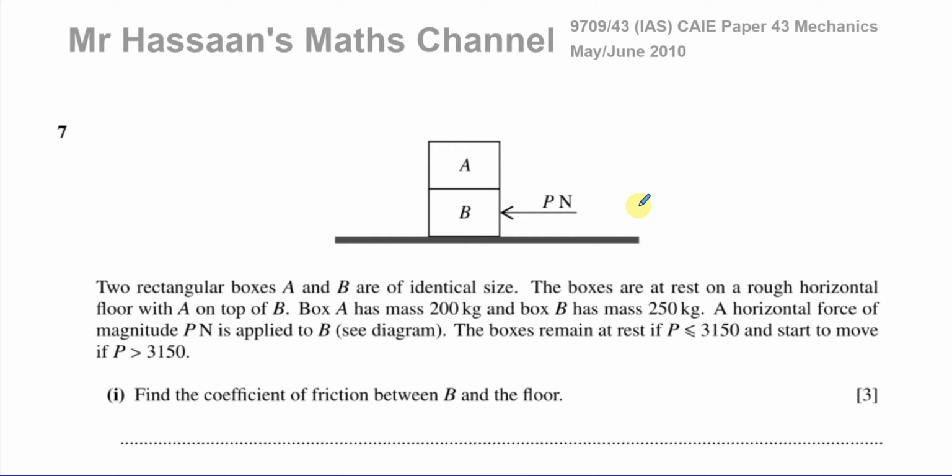It says two rectangular boxes A and B are of identical size. The boxes are at rest on a rough horizontal floor with A on top of B. Box A has a mass of 200 kilograms and box B has a mass of 250 kilograms. A horizontal force of magnitude P is applied to B. As we can see on the diagram, the boxes remain at rest if P is less than or equal to 3,150 newtons and start to move if P is greater than 3,150. Find the coefficient of friction between B and the floor.